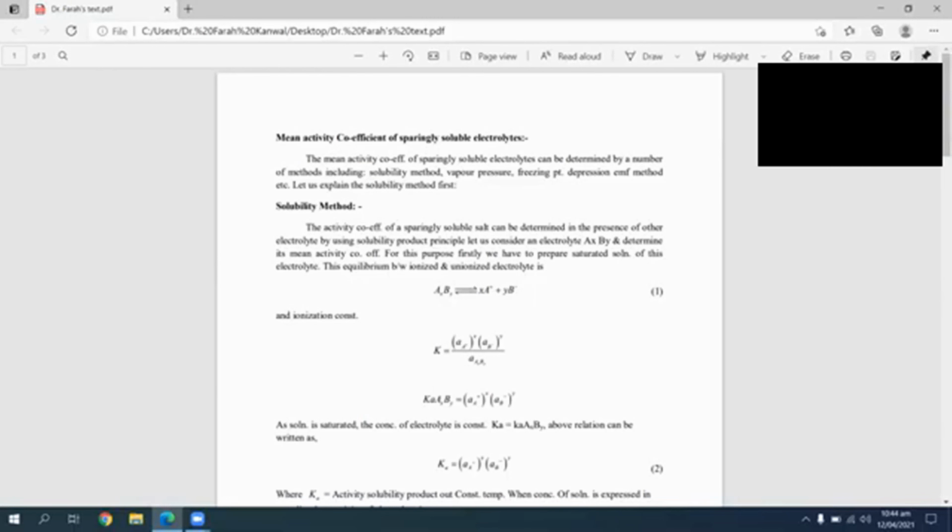For this, first of all, we will write equation 1, which is in front of your screen: AxBy. AxBy is an electrolyte, x showing the number of moles represented by A, y the number of moles of B. And you can see here, they are going to be dissociated into xA positive and yB negative. So x moles of A positive ions and y moles of B negative ions are in the solution. And it is constantly a reversible process.